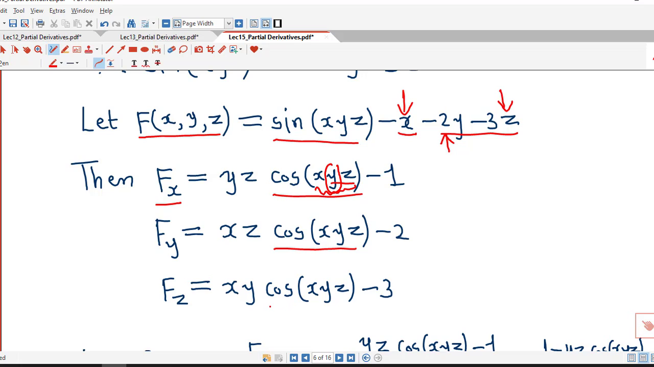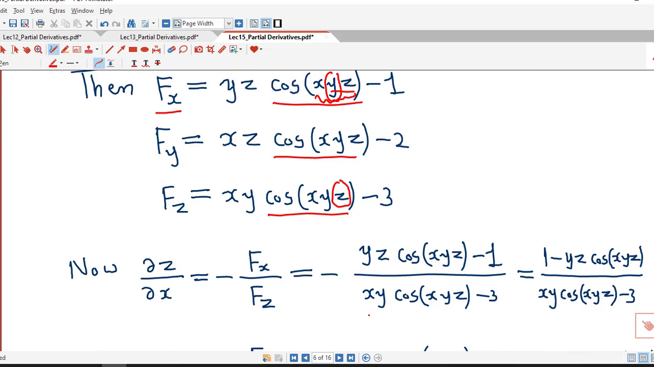and del f by del z is derivative of sine function, which is cos xyz, into derivative of xyz with respect to z. So xy is constant, derivative of z is 1, and derivative of minus x minus 2y with respect to z is 0, and derivative of minus 3z is minus 3.